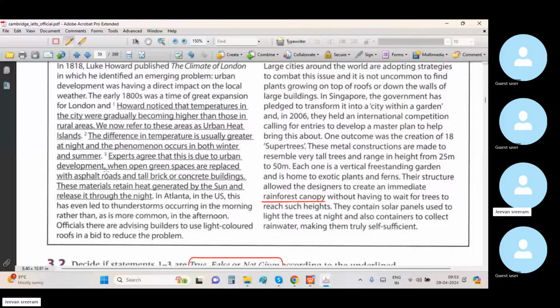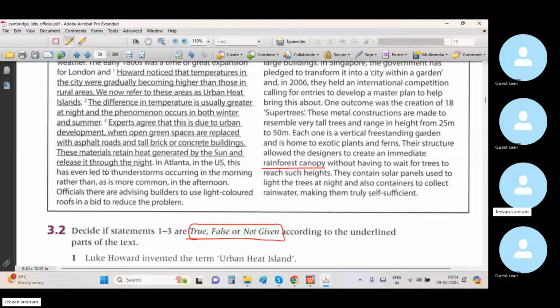Okay. From the official guide, page number 58, urban heat. The following questions are true, false, not given. True, false, not given questions are generally based on passages in which you will see evidential or factual information presented by the author, whereas yes, no, not given questions are based on the author's opinions and views presented within the passage.